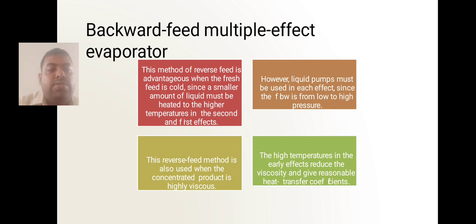This is the reverse feed, which is advantageous when the fresh feed is cold, since a small amount of liquid must be heated to higher temperatures in the second and first effects. However, liquid pumps must be used in each effect since the flow is from low to high pressure. The reverse feed method is also used when the concentrated product is highly viscous. The high temperatures in the early effects reduce the viscosity and give reasonable heat transfer coefficients.